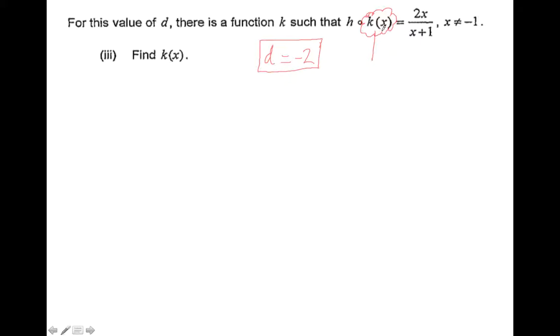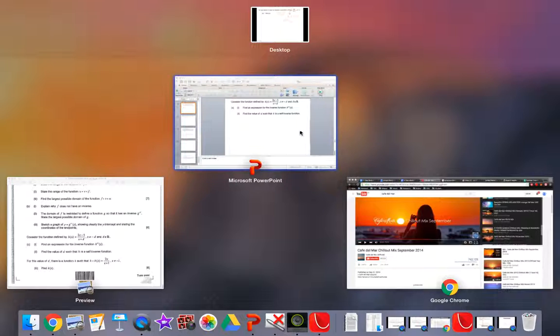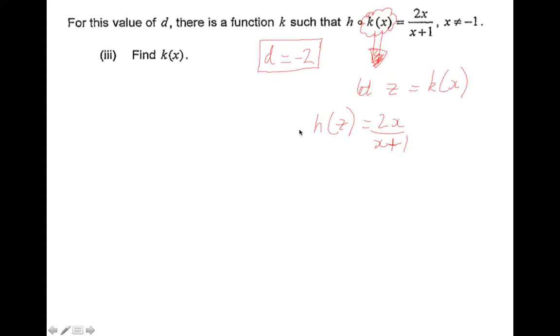Okay, so it's actually probably easier to replace this with a variable and let the variable represent the function. Yeah. So maybe let z equal k of x. So then h of z is equal to 2x over x plus 1. And then we just want to check on what the actual h of x function was, because I've completely forgotten. I think h of x was 2x minus 5 over x plus d. I think that's what it was, wasn't it? Yeah. So h of x is 2x minus 5 over x minus 2.